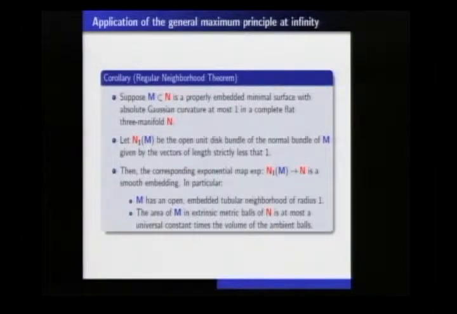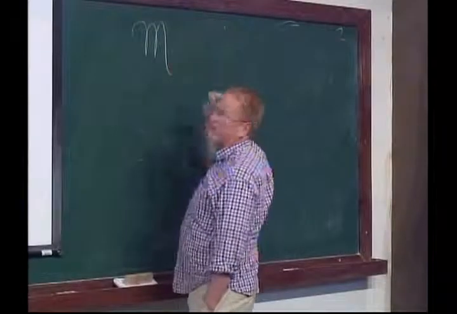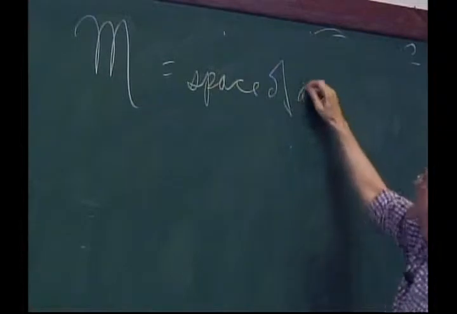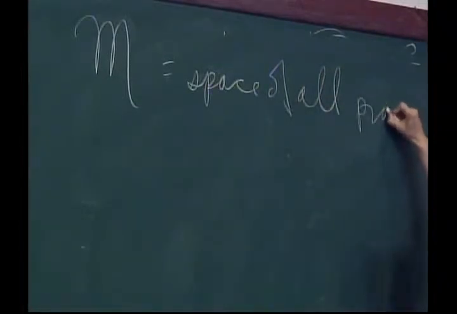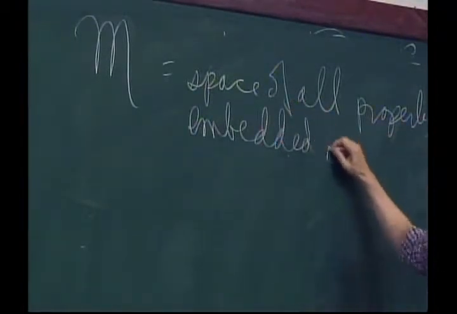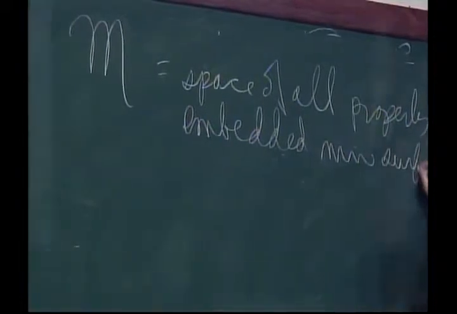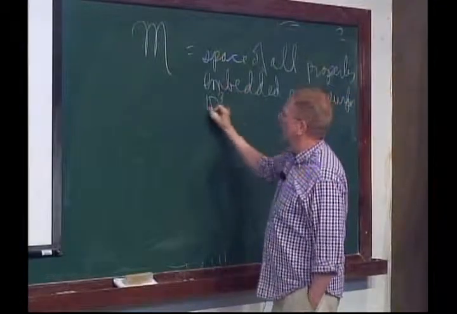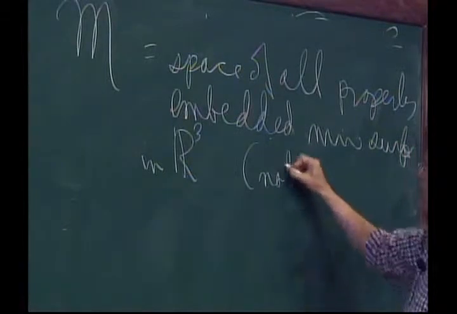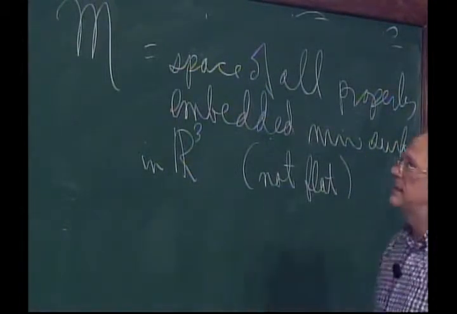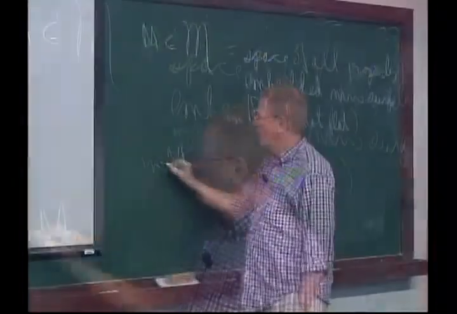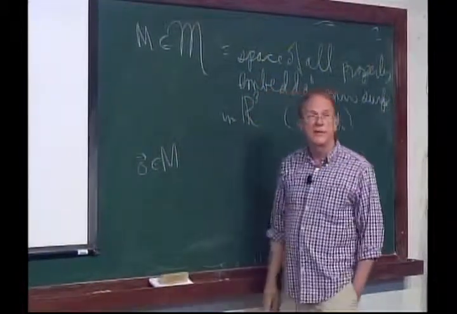I'm going to look at a certain space, and I'll just call it M. This is the space of all properly embedded minimal surfaces in R3. They're not flat. I'm not interested in flat. And they all pass through the origin. So if I take an M in here, I want the origin to be on that surface.